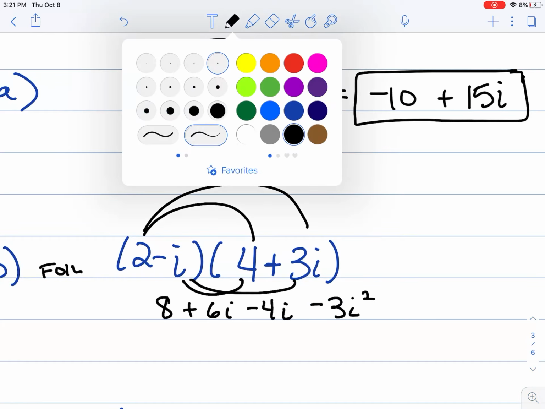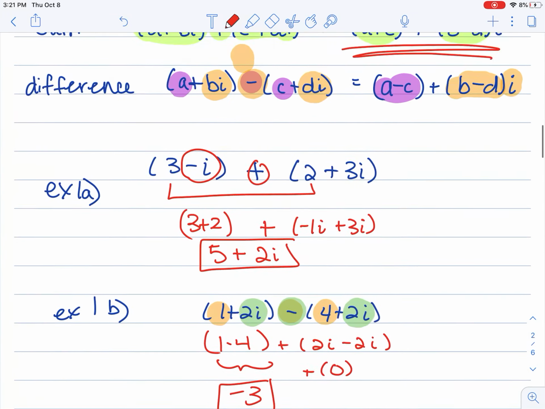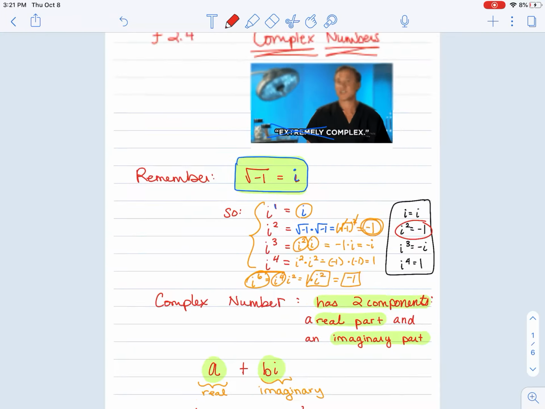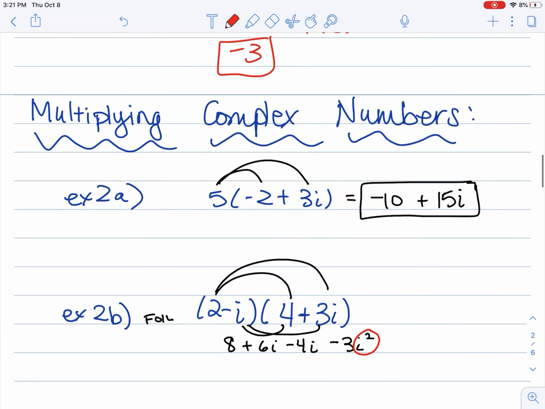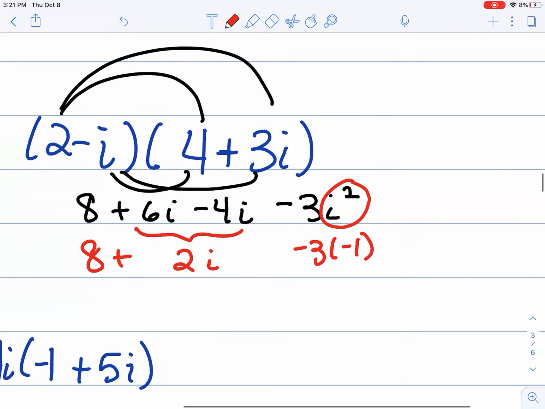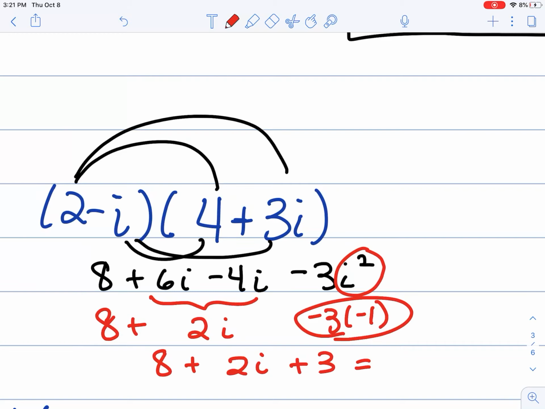Now let's keep in mind, this i squared is really, remember our list, i squared is really negative 1. So we're going to put that here. We know i squared is really a negative 1 right here. And then this can simplify. 6i minus 4i is positive 2i. And then we know negative 3 times negative 1 is just positive 3. And if we simplify that, we've got 11 plus 2i.